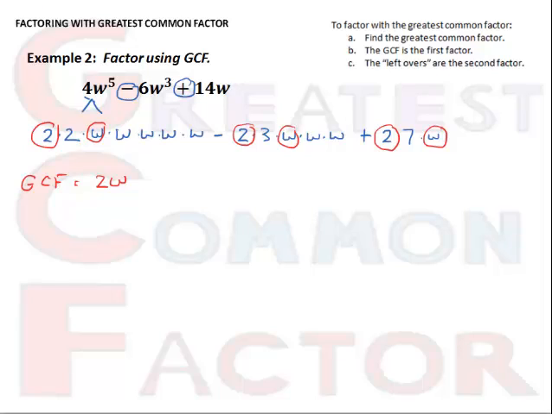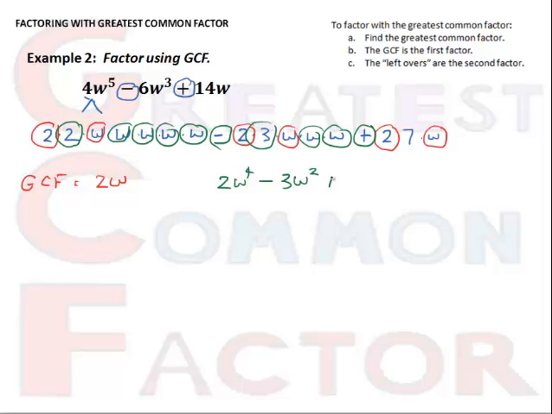Our leftovers are going to be what's remaining. So in our first polynomial, our leftovers, we have a 2 w, w, w, w. So that's 2w to the fourth, since there's 4 w's there. I have a minus 3, and I have 2 w's, so 3w squared, and then I have a plus 7. So that's my leftovers.